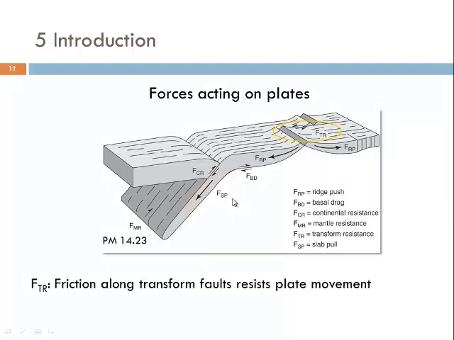Resisting forces are, for instance, the friction along transform faults. We know that mid-oceanic ridges are not linear over very long distances. They step sideways, which has something to do with their creation during continental breakup. And these segments are connected by strike-slip faults, by transform faults. Along these transform faults, the friction will counteract spreading. So friction along transform faults is a force that slows down mid-oceanic spreading and the lateral movement of oceanic plates.